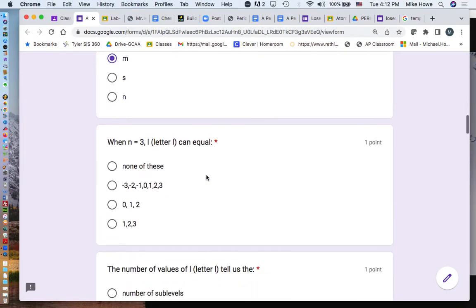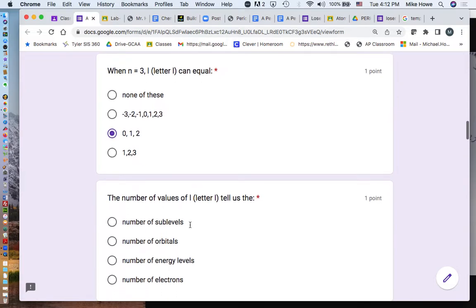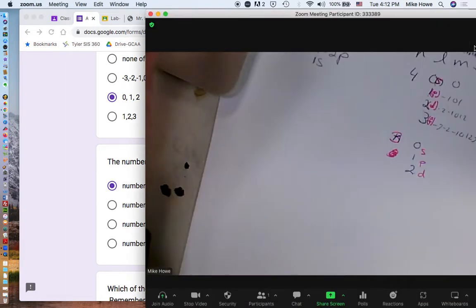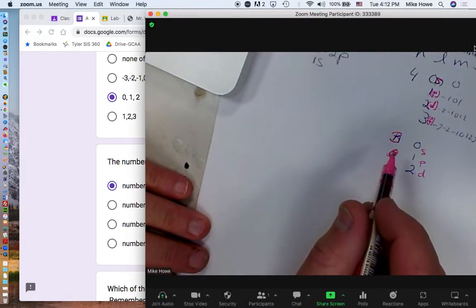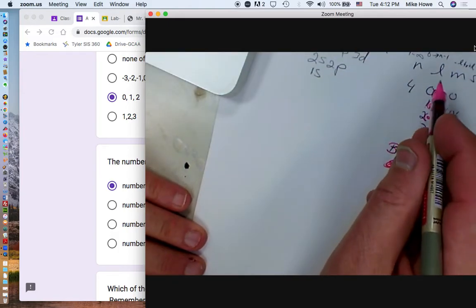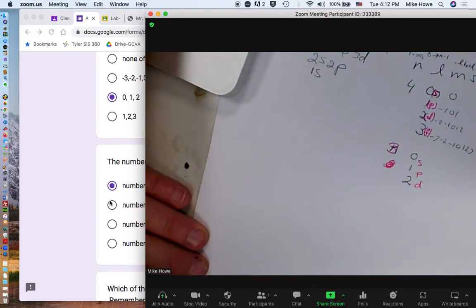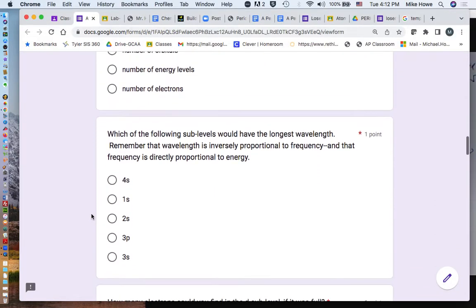Okay, when n equals 3, the letter L can equal 0, 1, or 2. We just kind of went through that, so back up to take a look at that if you need to. The number of values of L tell us the number of sublevels. So again, when you have L values here, there's 1, 2, 3, 4. Each value is a sublevel. So the number of values of L tell us the number of sublevels.